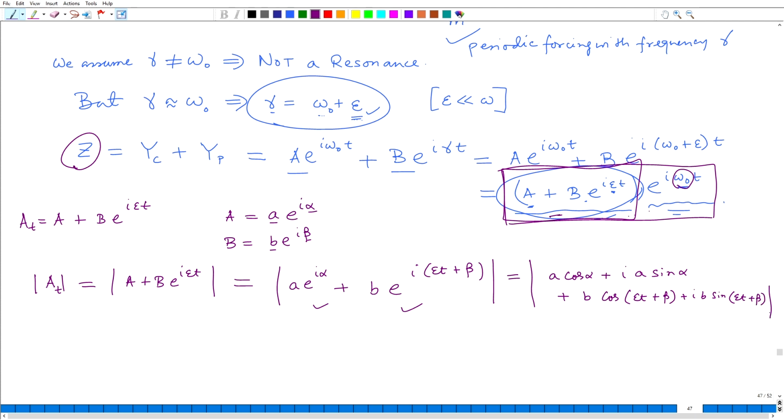Okay. So, finally, you will have something very interesting, that is, what will be the modulus of this. If you do the modulus calculation properly, it will simply be: from these two terms you will have A square, from these two terms you will have B square, and then for the cross terms you will have 2AB cos (epsilon t plus beta minus alpha).